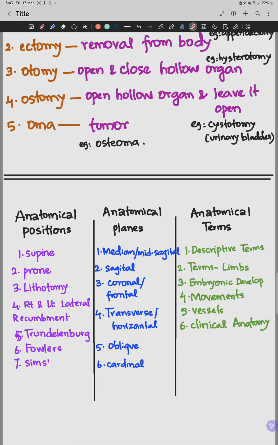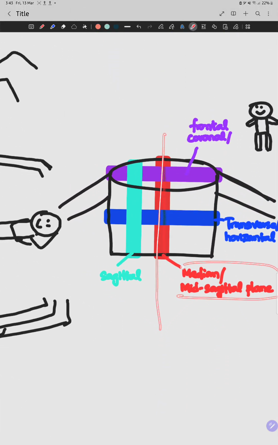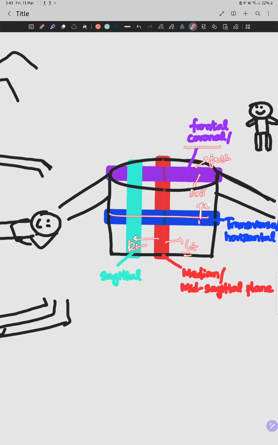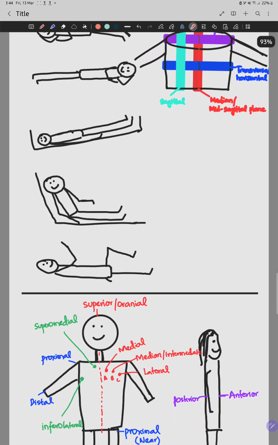Coming to anatomical planes: the median or mid-sagittal plane passes through the midline and divides our body into right and left halves. The frontal or coronal plane divides our body into anterior and posterior. The transverse plane divides our body into up and down. Any plane which passes parallel to the median or mid-sagittal plane is called a sagittal plane. Whereas the oblique plane is any plane other than these four.